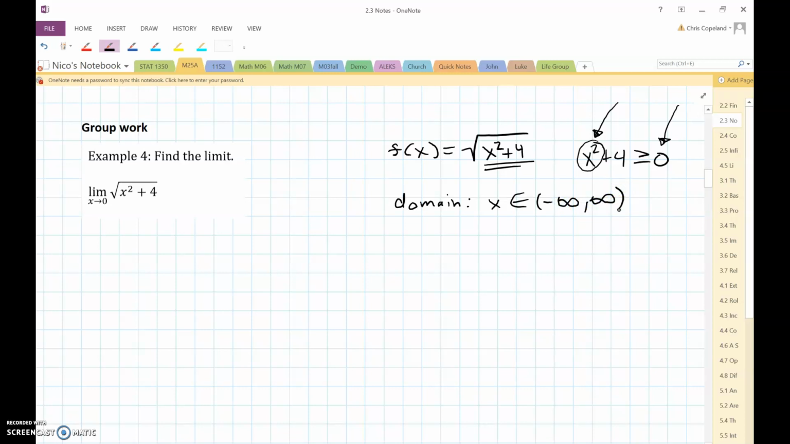Okay? So if the domain of this function is all reals, that means no matter what value x is approaching, direct substitution will work. So f of 0 equals the square root of 0 squared plus 4, which equals the square root of 4, which equals 2. So this answer would be 2.